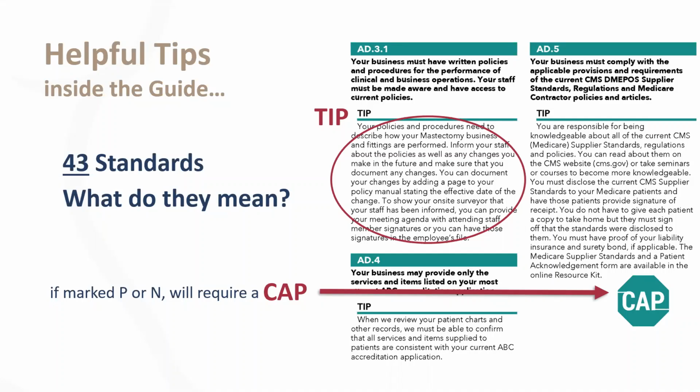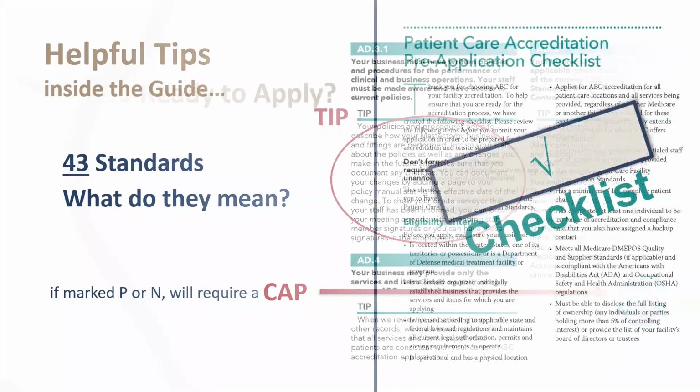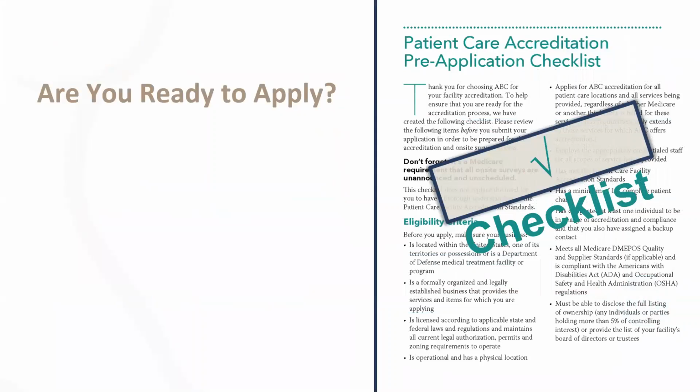Okay, and ABC will require you to do that, and I'll tell you a little bit more about that, like I said in the presentation. So this is just great information for you. Also within that guide, this is the Patient Care Accreditation Pre-Application Checklist. Prior to you sending in your renewal application or your first-time application, this is good information.